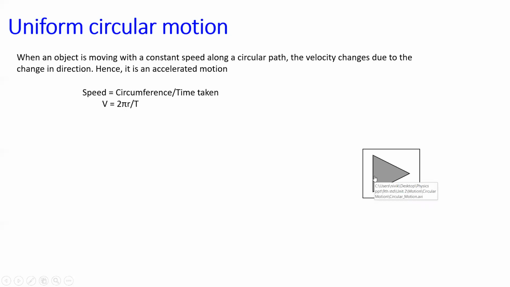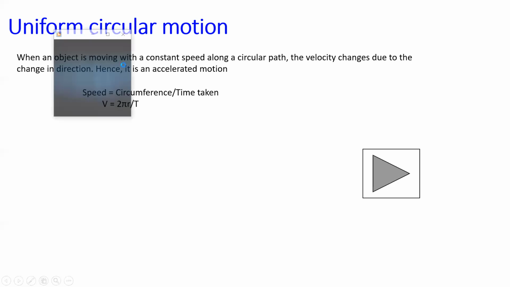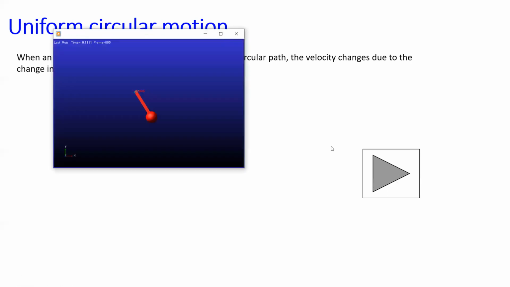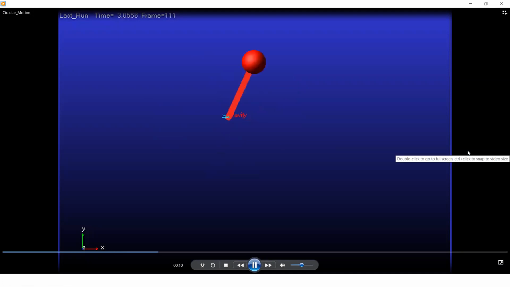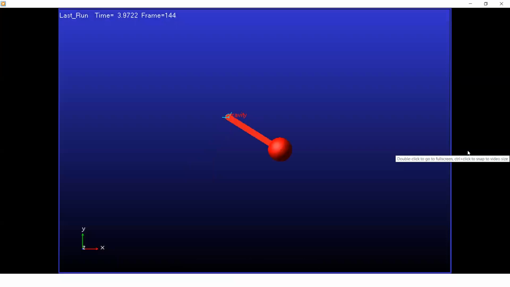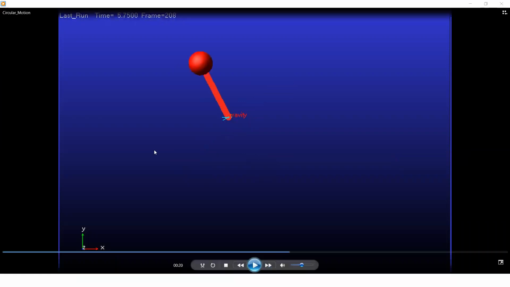Examples are the revolution of the Earth around the Sun, the revolution of the Moon around the Earth, and a second's hand. Since the object is moving along a circular path, now you can see the diagram where the object is moving along the circular path. Here r is the radius, and the time taken to come back to the starting point is capital T.